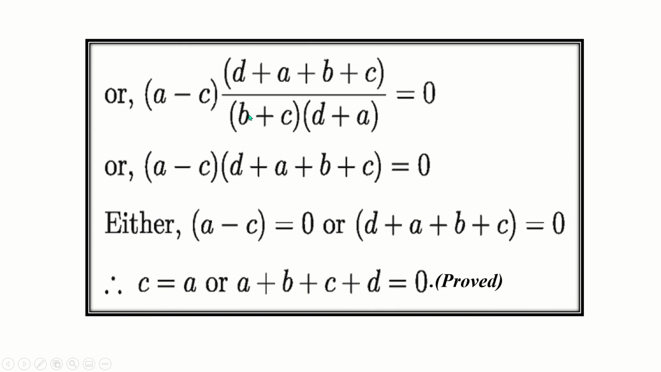That means a minus c is fixed, and after adding this, we will get d plus a plus b plus c. Okay, now this converts into the right side, and we get only the left side will be (a minus c) into (d plus a plus b plus c) equal to 0. So either a minus c equals 0 or this equals 0. As a result, a equals c or this equals 0. Hence the proof is complete.